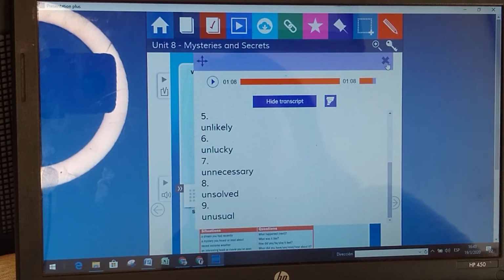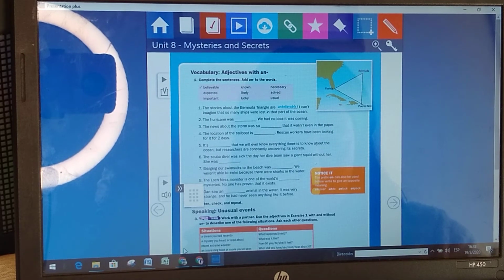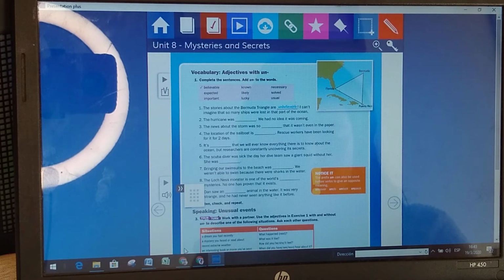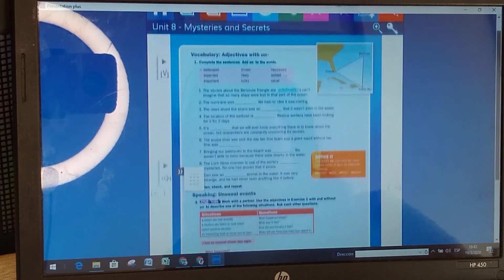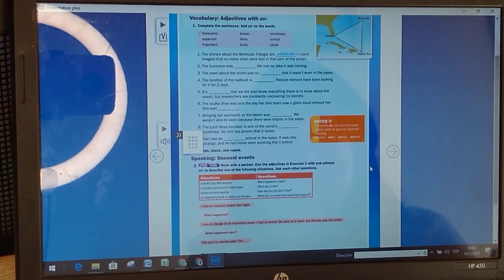All right, so here we have some vocabulary that is going to be very useful for our first activity in the project activities that we have in the forum. Because one of your homeworks will be to work individually using the adjectives in exercise number 1. All this is in the explanation that says speaking unusual events, as you can see there. Because there you have some situations and some questions.